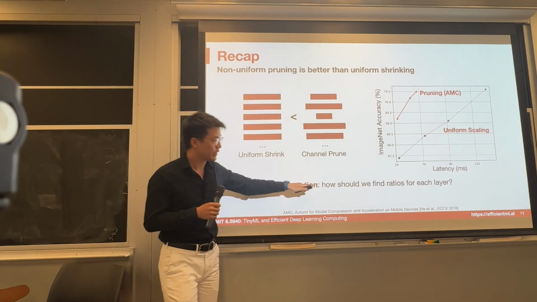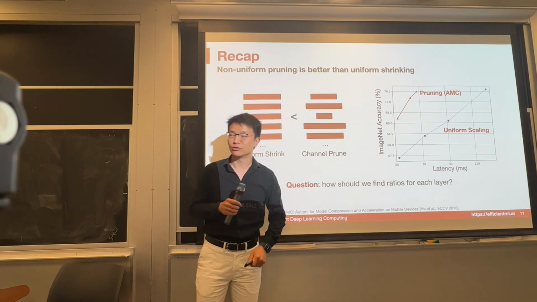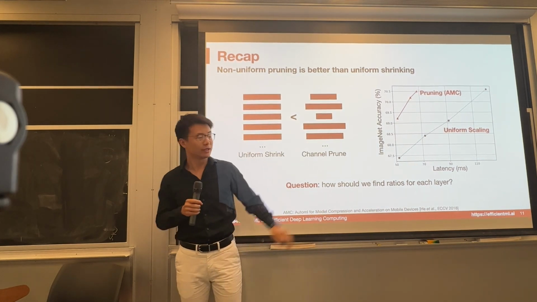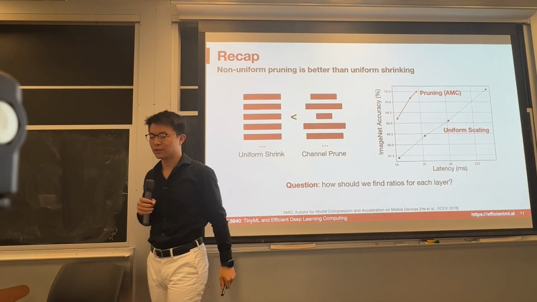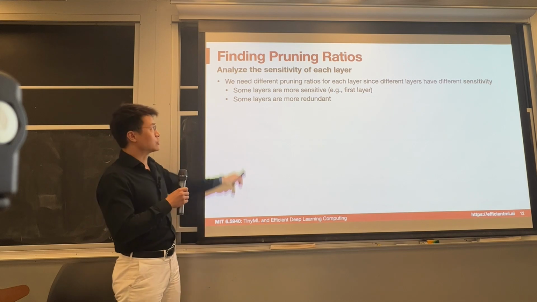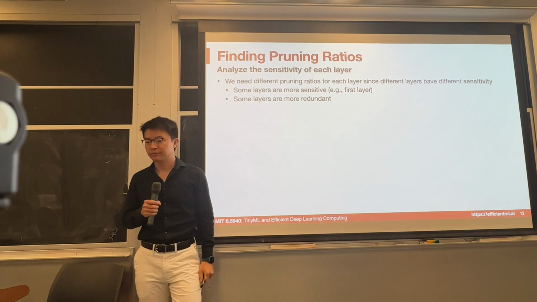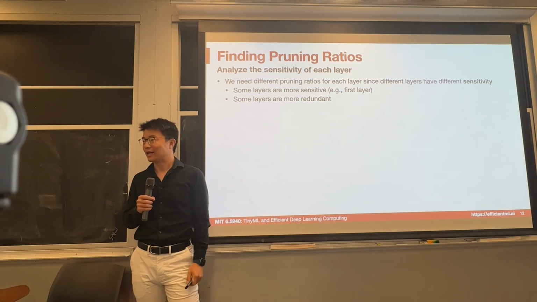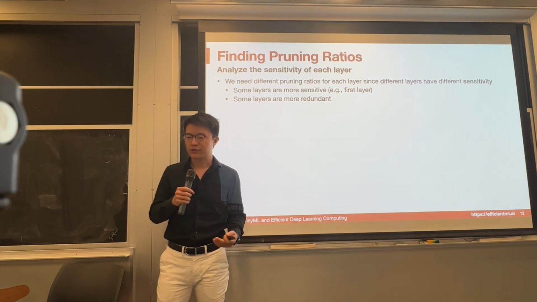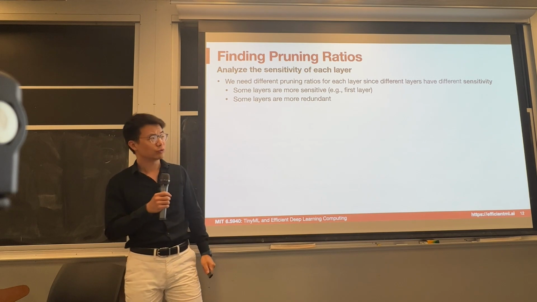Okay, so how should we find the ratios for each layer? How should we determine that this layer we should prune more, and this layer we should prune less? Okay, so I designed a method called sensitivity analysis, to analyze how sensitive each layer is to pruning.